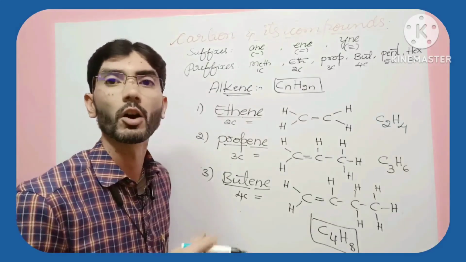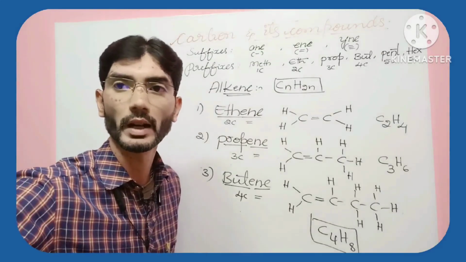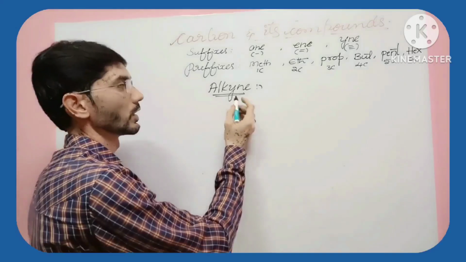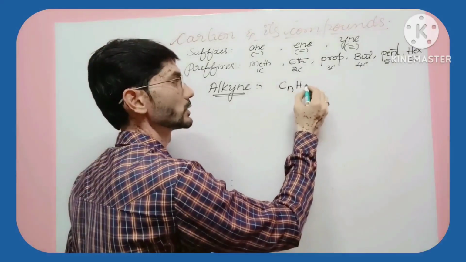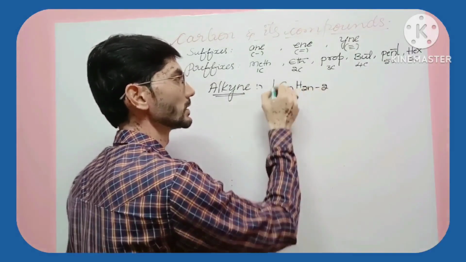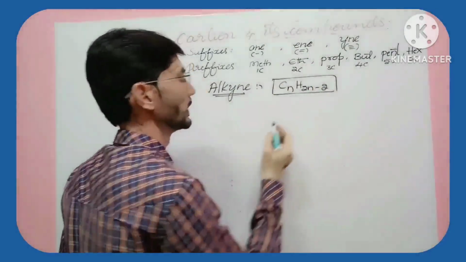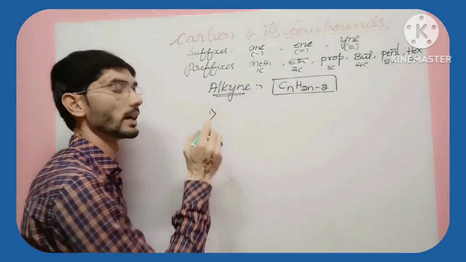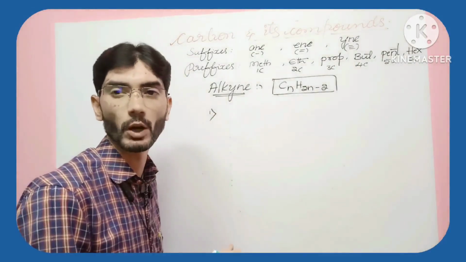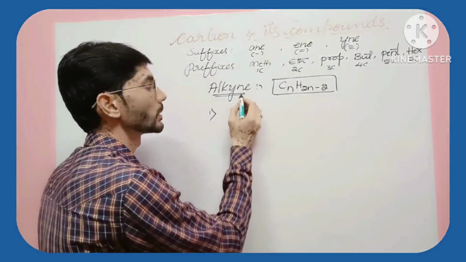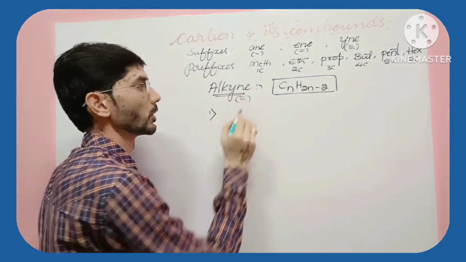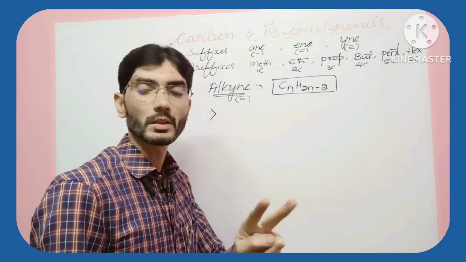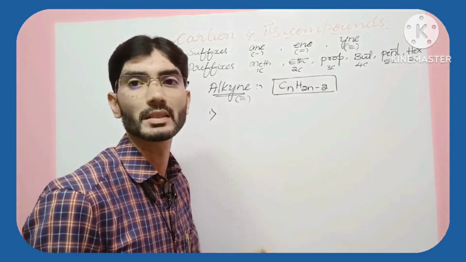So this is about the alkene family. Now we will move on to the alkyne family. As you all know, the general formula of the alkyne family is CnH2n minus 2. Carbon compounds end with YNE. Here YNE means triple bond. For a single carbon compound we can't put a triple bond; there must be 2 carbon atoms required.